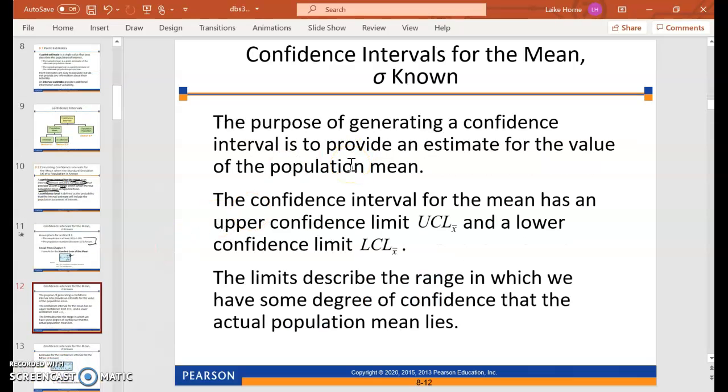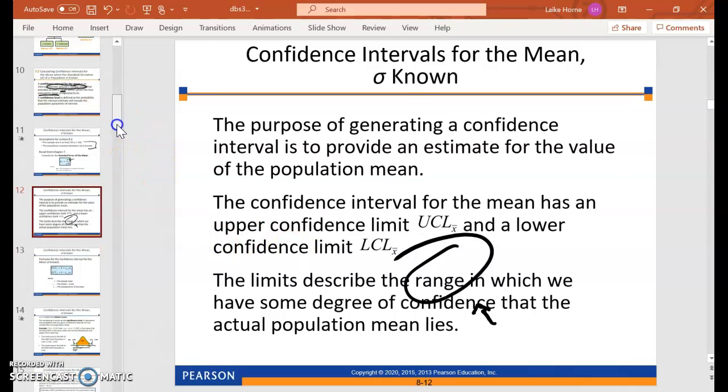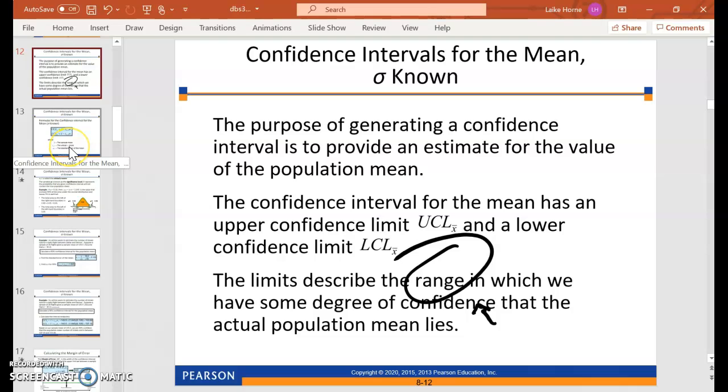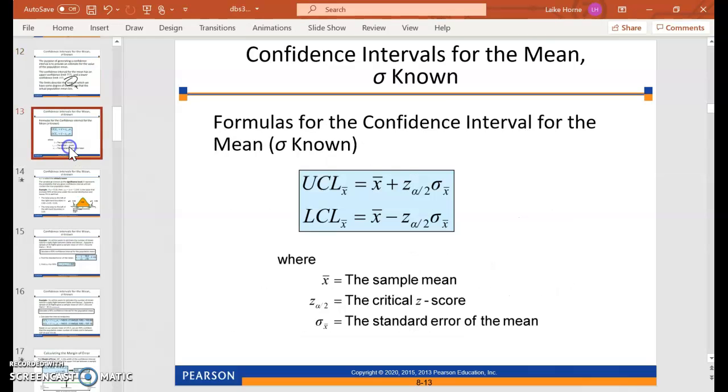So the purpose of doing this is just to give an estimate for where the population mean is. So you're going to have an upper confidence limit and a lower confidence limit. And the limit is going to describe the range in which we have some degree of confidence, that's going to be our confidence level, that the actual population mean lies. So the confidence interval is relating to the interval of the population mean.